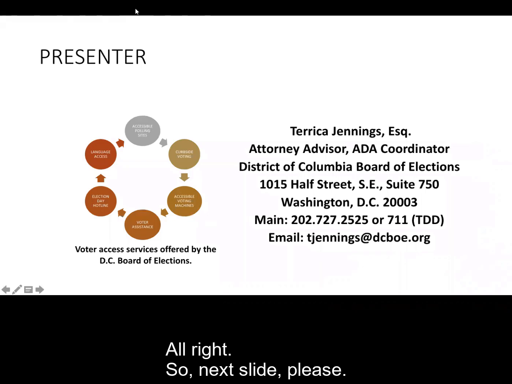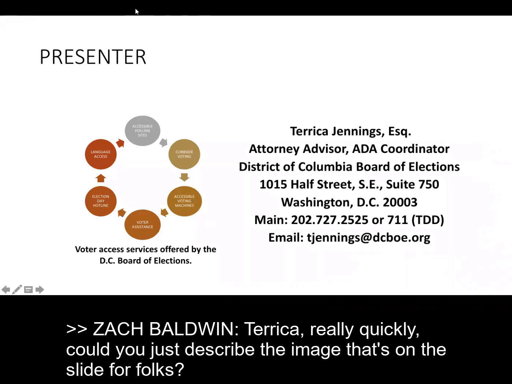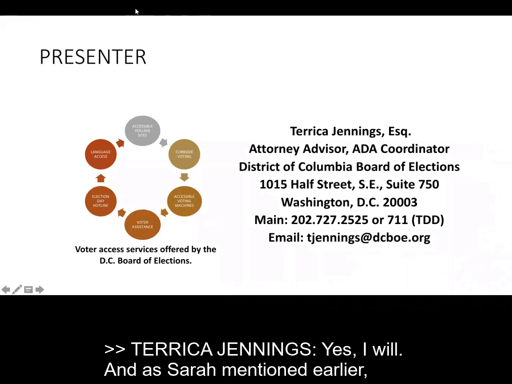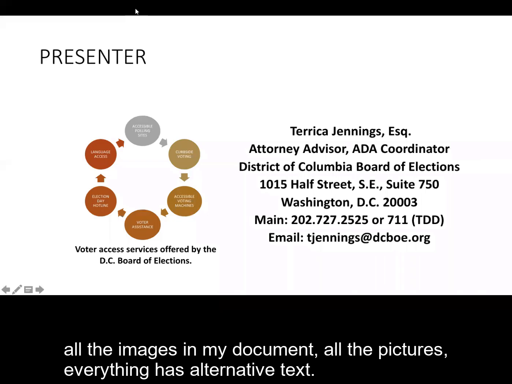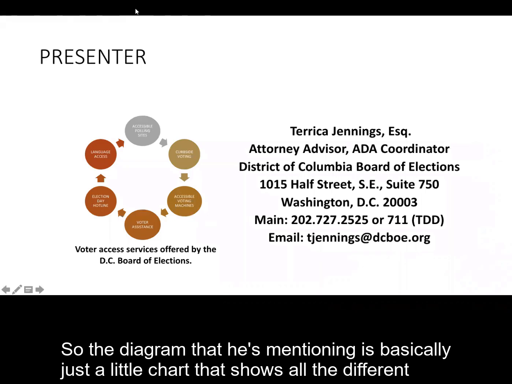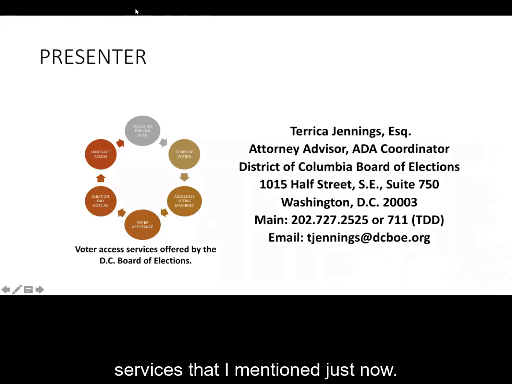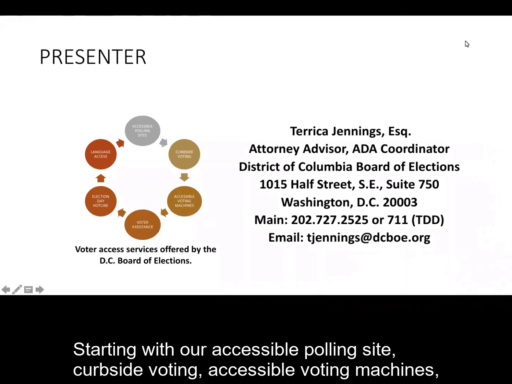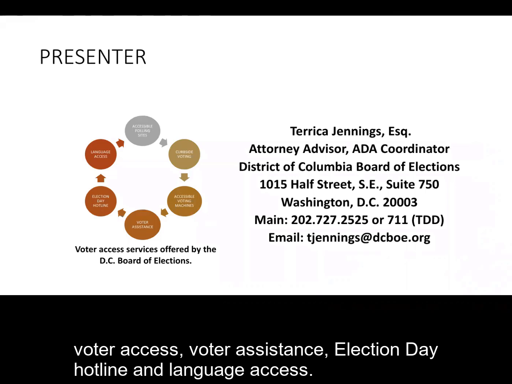All right, so next slide, please. And Tarika, really quickly, could you just describe the image that's on this slide for folks? Yes, I will. As Sarah mentioned earlier, all the images in my document, all the pictures, everything has alternative text. So if you have access to this, you'll be able to also see the descriptions. The diagram he's mentioning is basically just a little chart that shows all the different services that I mentioned just now, starting with our accessible polling site, curbside voting, accessible voting machines, voter access, voter assistance, election day hotline, and language access.